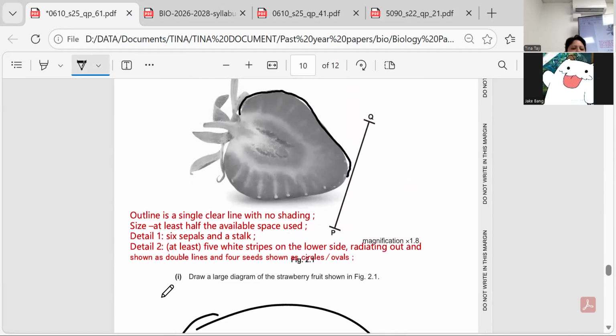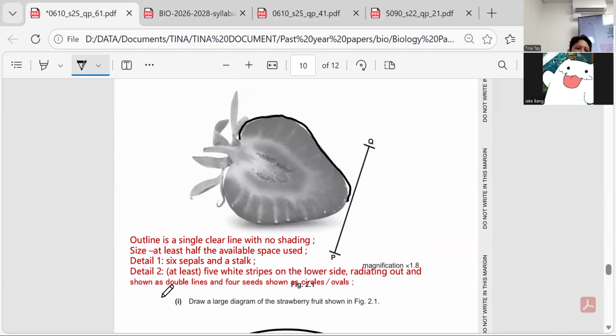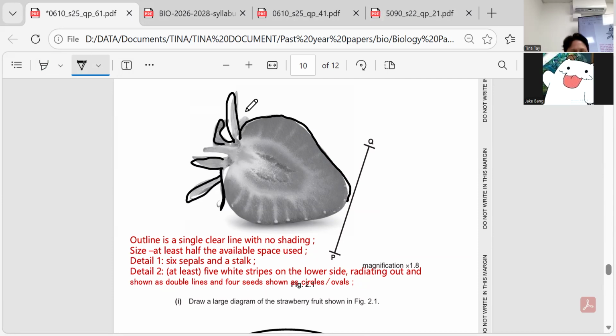At least 6 sepals and a stalk. Which one is a sepal? 1, 2, 3, 4, 5, 6, and a stalk. 7. Are you 5 years old?